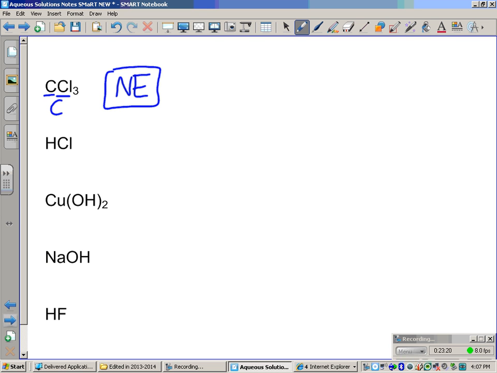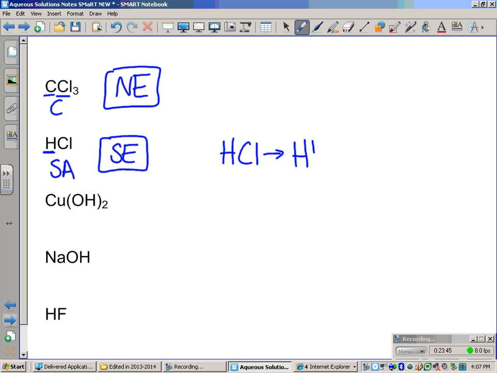For HCl, we know that HCl starts with H, therefore it's an acid. So we have to think, is it a strong acid or a weak acid? We know it's a strong acid. If it's a strong acid, then we know it is a strong electrolyte, because all strong acids are strong electrolytes. Since it's a strong electrolyte, let's write its equation. So HCl is going to break up into its ions. Its ions are H plus and Cl minus.